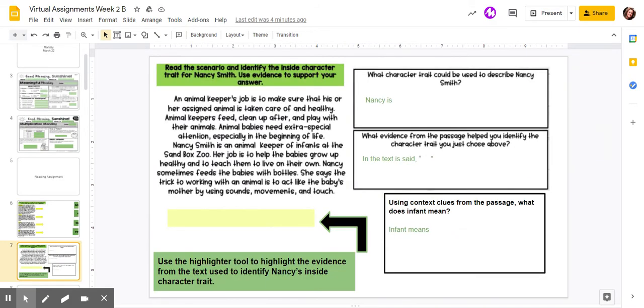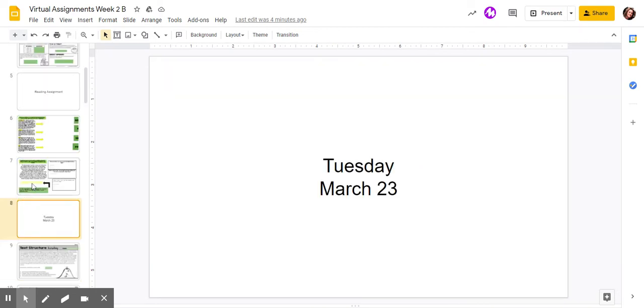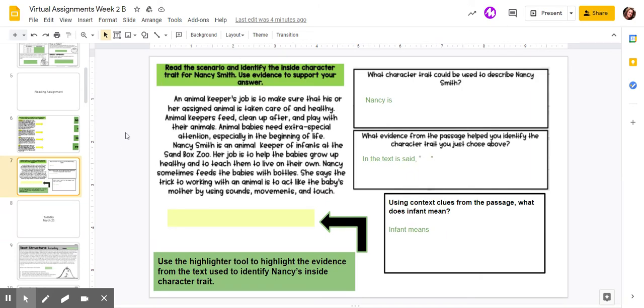This next slide is, here we go, sorry. This next slide is just a paragraph. So you're going to read the scenario and identify the inside character traits. So just the character or personality traits for Nancy Smith. Use evidence to support your answer.